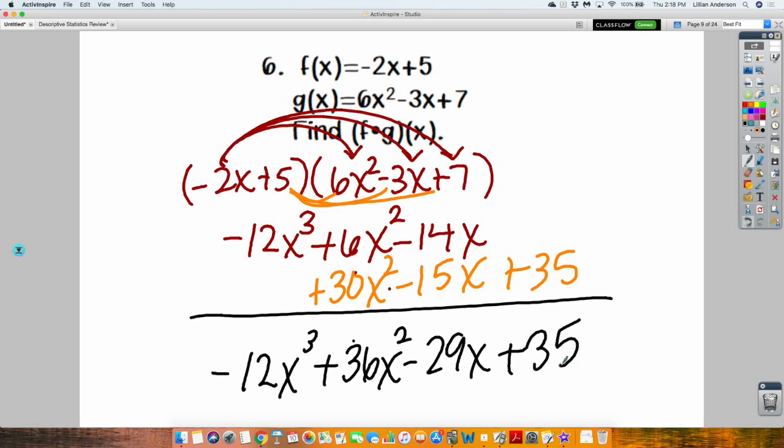Questions? Wonderful. What's the domain of this? All real numbers. What about in interval notation? What is it? Huh? Negative infinity to infinity. Inclusive or exclusive?